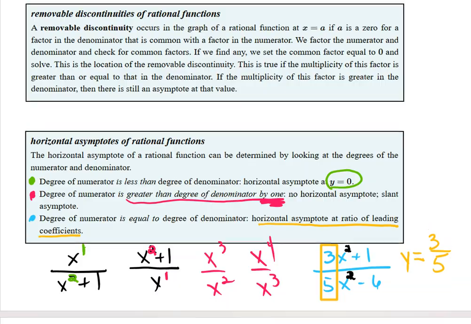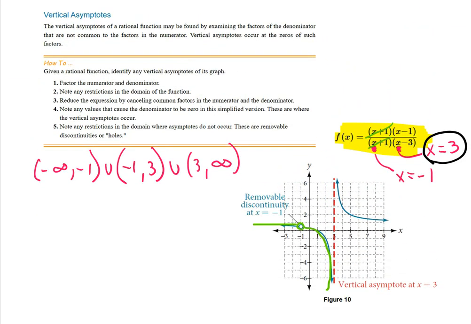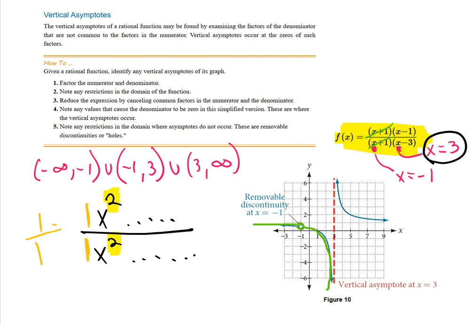So if I scroll back up to this one, if I FOILed out the numerator, you'd get x squared and so on, and if you FOIL the denominator, you'll also get x squared and so on. The degrees are the same, so it's the coefficients in front. This is a 1 and this is a 1, and 1 over 1 equals 1. And if you look at this right here, there's your horizontal asymptote. It's going right through it.